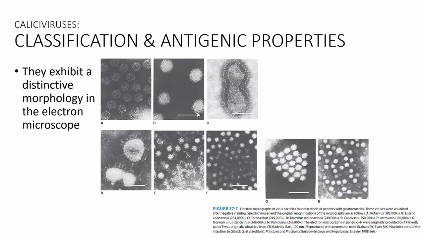So for caliciviruses, we have letter E. Star shape, no?